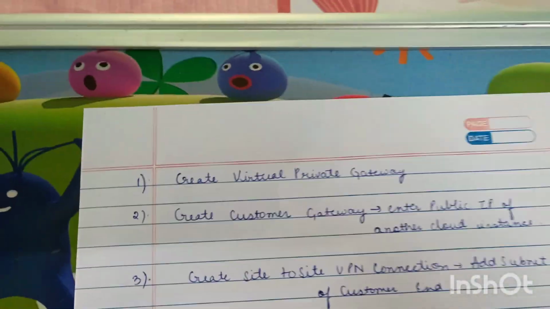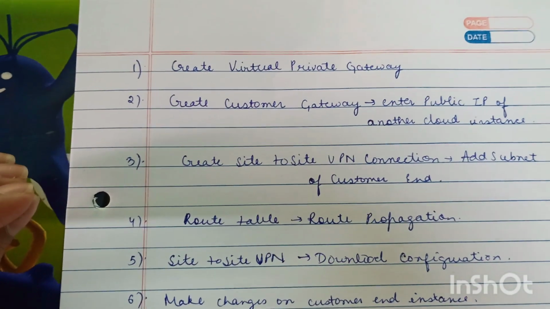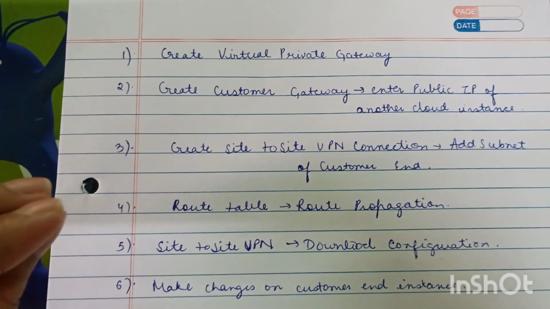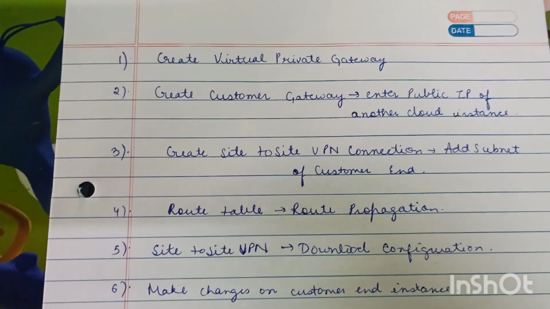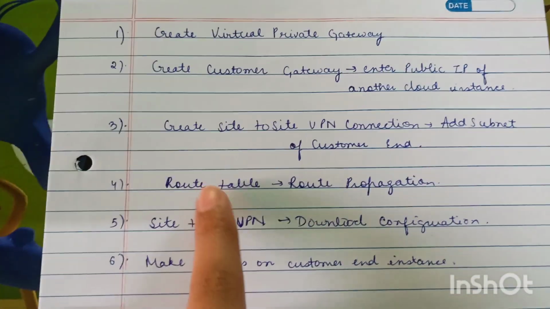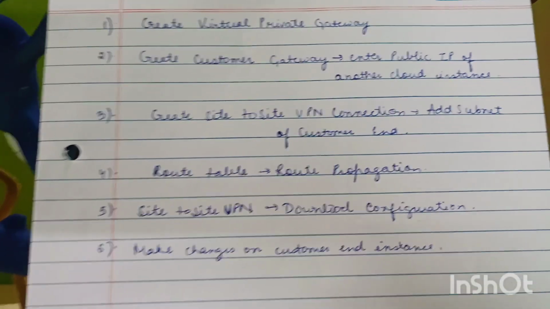The steps that we have to follow are, first of all, we create the virtual private gateway, and we create the customer gateway, where we enter the public IP of the other cloud instance with which we have to establish connectivity. Then we create the site-to-site VPN connection and add the subnet of the customer.